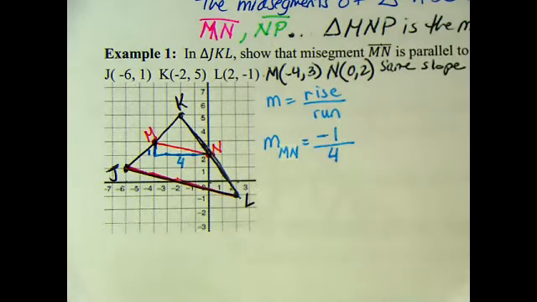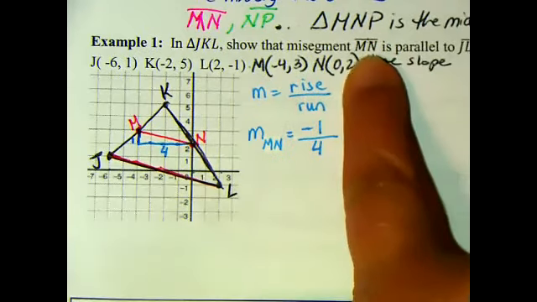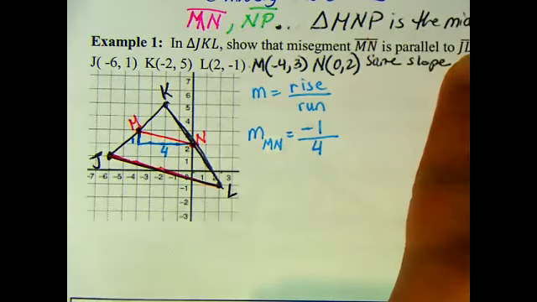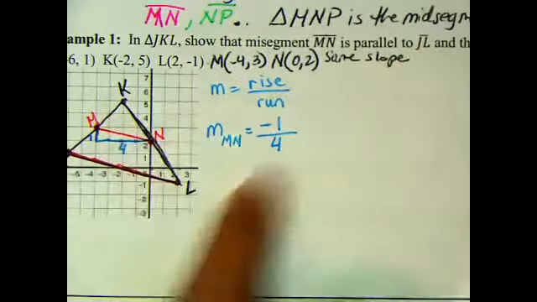Next I want to do JL because I'm trying to see if MN is parallel to JL, right? I'm not just trying to compare it to any side.